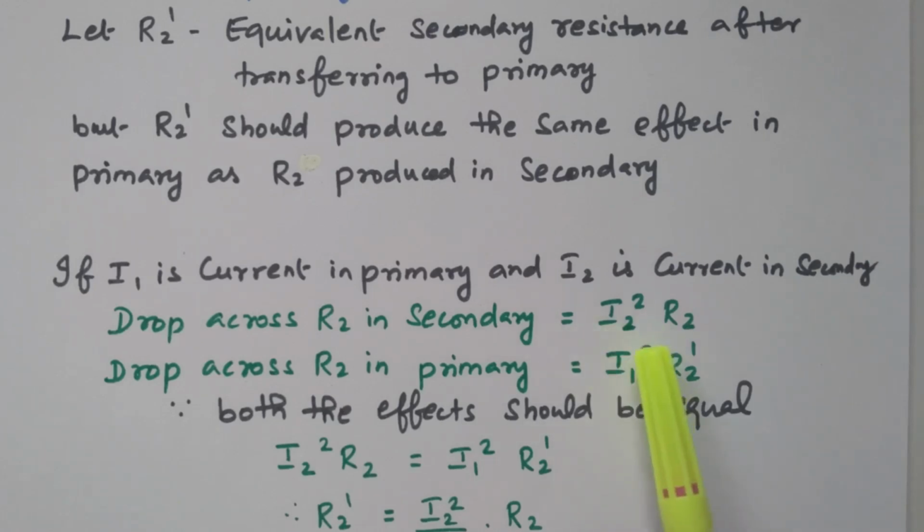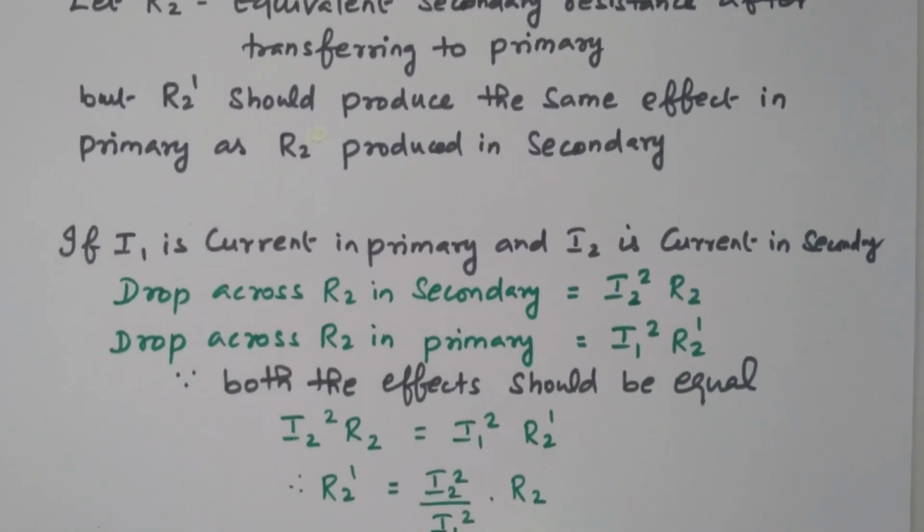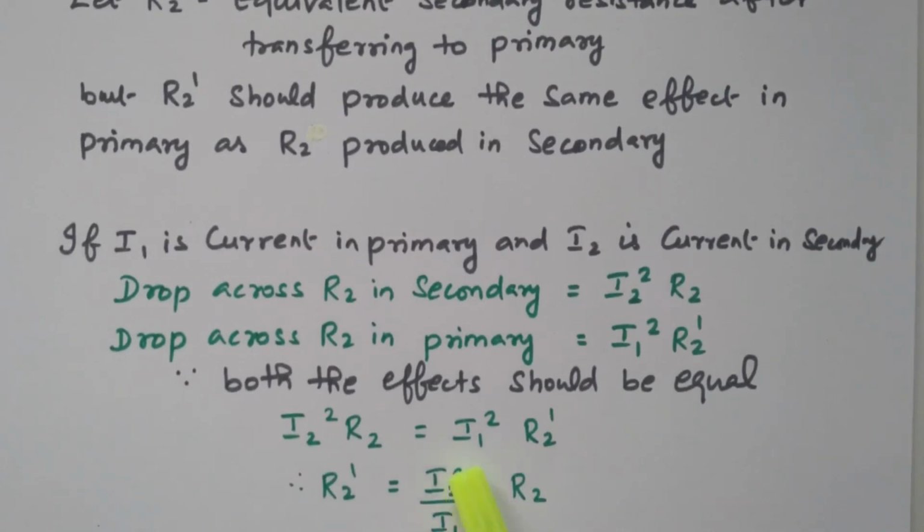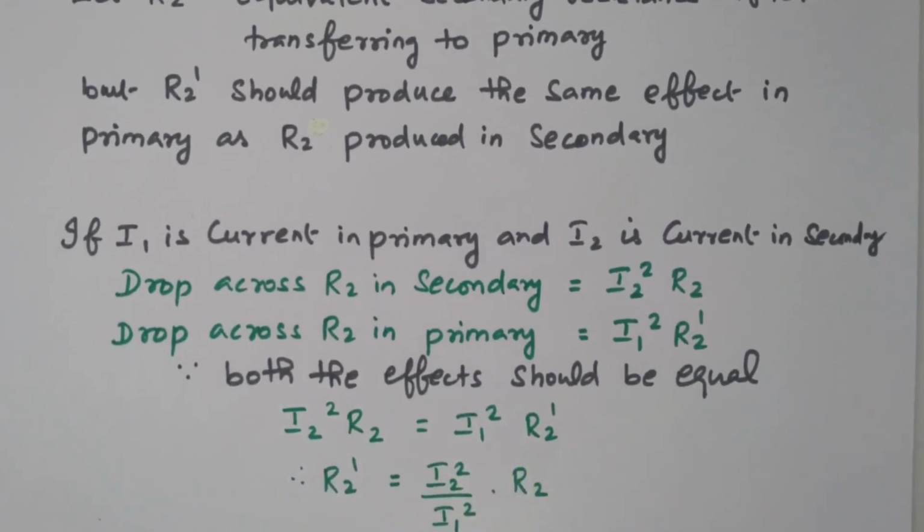So this is the normal one. I2 square R2 is the resistor available in the secondary and the secondary current. While transferring to primary, it becomes I1 square, the primary current squared, and the resistor becomes R2 dash. Based on that, both are equal. Both the effects are equal. So I2 square R2 equals I1 square into R2 dash. This is referring to the secondary, and this is transferred to the primary.